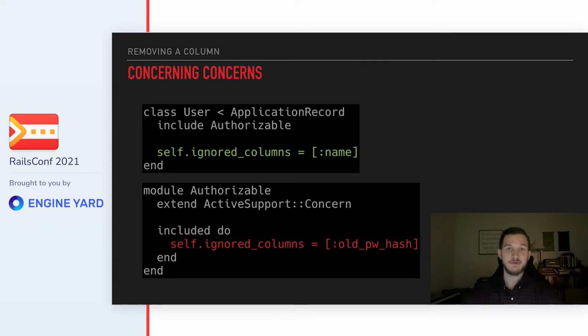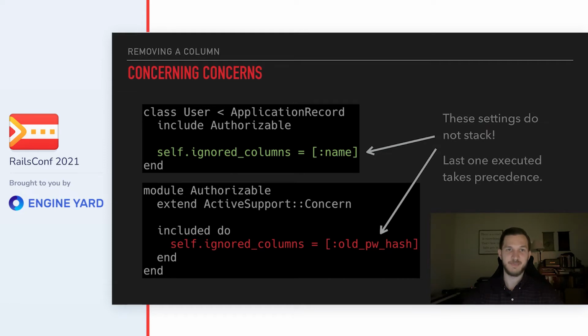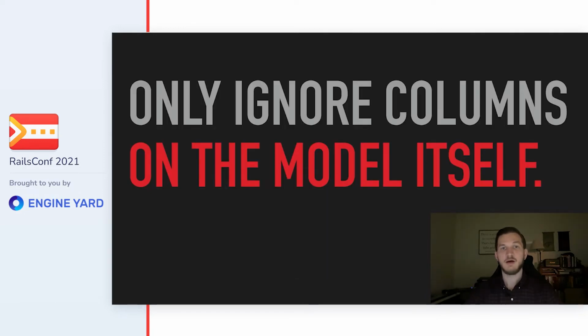However, these settings do not stack. Only the last line executed when setting ignored columns is going to take effect at runtime. So, because authorizable is included first and then ignored columns is subsequently set in the model itself, only the name column can be safely removed. If you try to remove the old password hash column, you'll receive those lovely Active Record statement invalid errors that we saw earlier. And I assure you that much of the knowledge in this talk has been earned through the School of Hard Knocks. So, as a matter of avoiding the issue entirely, I encourage you to only ignore columns on the model itself. This same problem can happen if you have a class hierarchy with abstract classes in it, and you have ignored column definitions at multiple levels in that hierarchy.